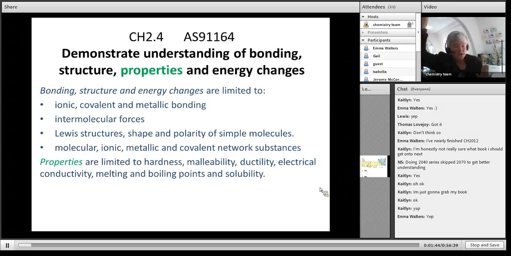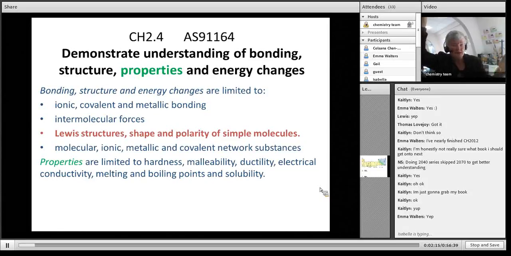So what we're going to focus on this lesson is Lewis structures, shapes of molecules, and the polarity of molecules. And in the next lesson, we're going to use that information to discuss intermolecular forces and therefore the properties. Any questions before we go on? That's a very quick overview of the standard, or what you need to know. The booklets sometimes go into a little more detail here and there for background, but for the exam, this is what you need to know.